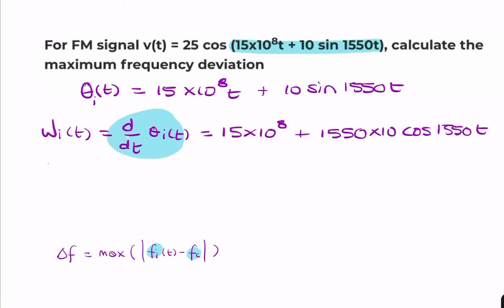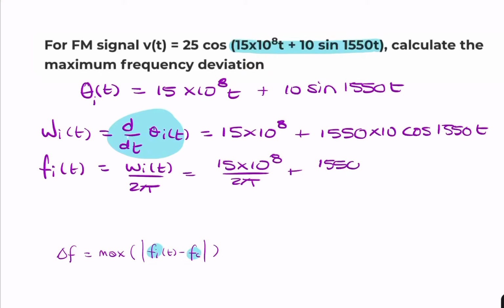And if we wanted to find the instantaneous frequency in hertz rather than radians per second, then we would take that and divide it by 2 pi. So it would be 15 times 10 to the power 8 over 2 pi plus 1550 over 2 pi cosine 1550 t.